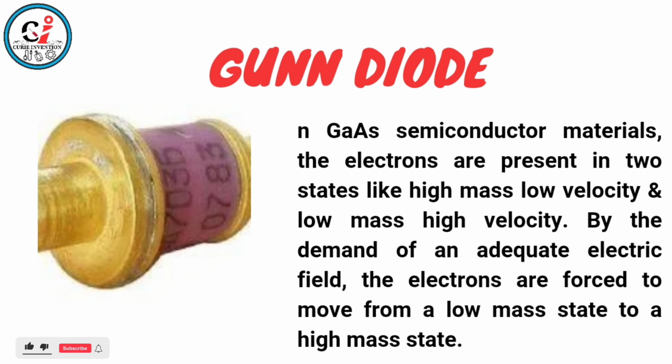Gunn diode. In GaAs semiconductor materials, the electrons are present in two states: high mass, low velocity, and low mass, high velocity. By the demand of an adequate electric field, the electrons are forced to move from a low mass state to a high mass state.